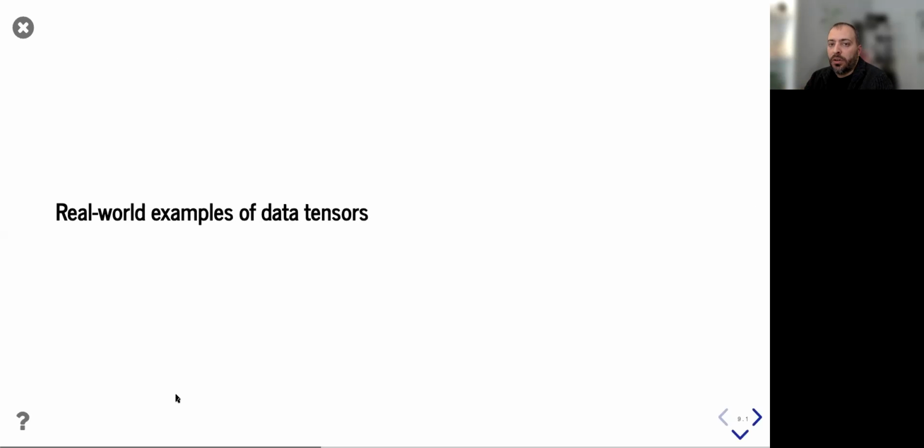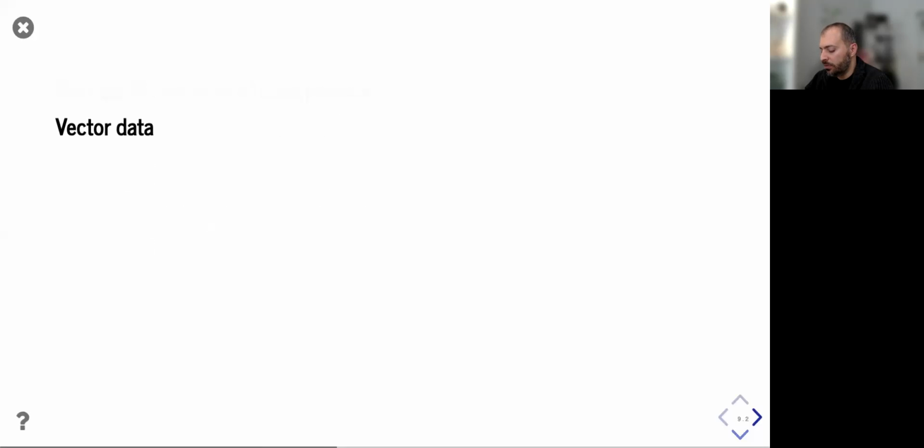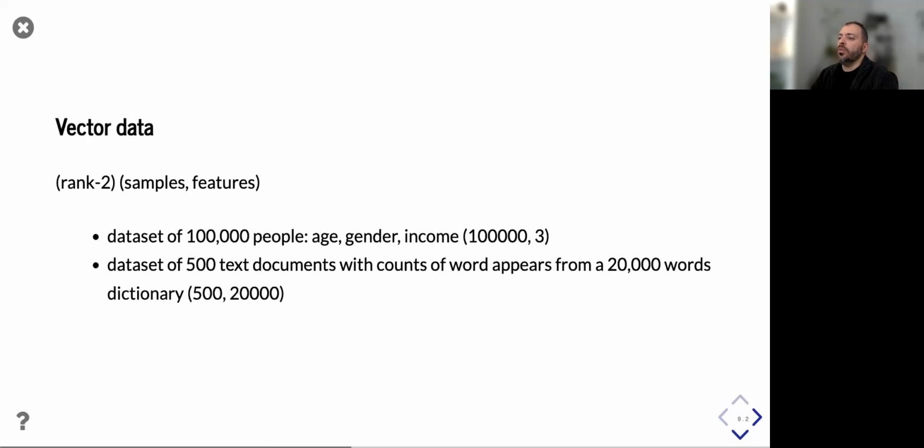Now, we saw one example of a tensor. We described more or less what a tensor is. Now let's see some real-world examples of data tensors. First of all, we will talk about the vector data. Now, I mentioned before that vectors are rank 1 tensors. You see here rank 2, you might be confused. This is because we are talking in the context of TensorFlow.